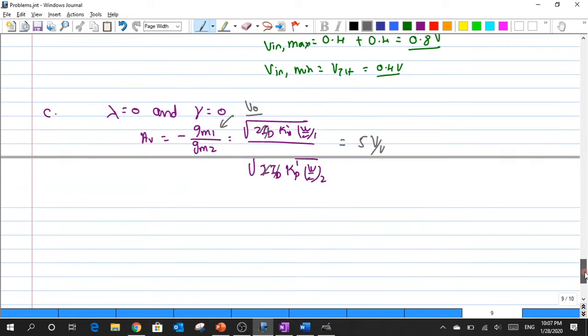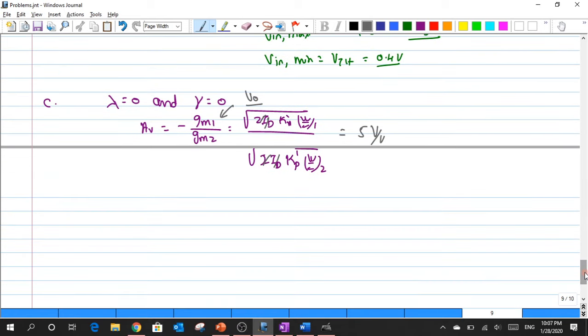Are you able to follow? Hope that you could follow it. So the only way that I can bring the present value of Vout into this gain expression is by including the R naught impact.